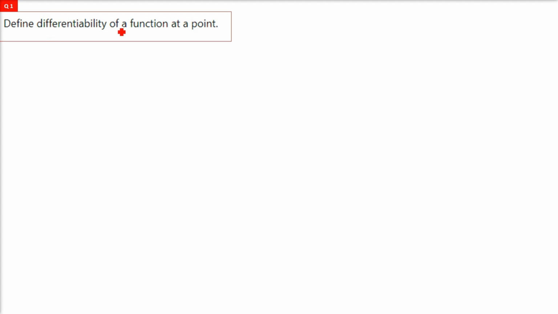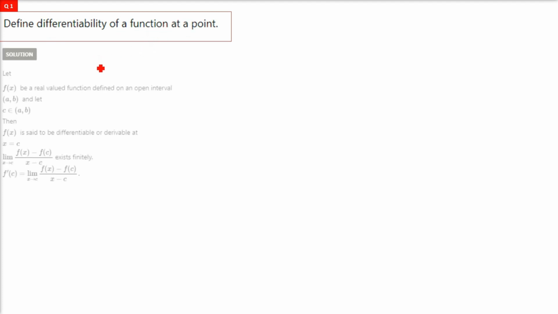Define differentiability of a function at a point. We have heard a lot about differentiation, but it all comes from whether the function is differentiable or not. Only then can you do differentiation. But everything starts with continuity. If the function is continuous, we can check for differentiability or non-differentiability.